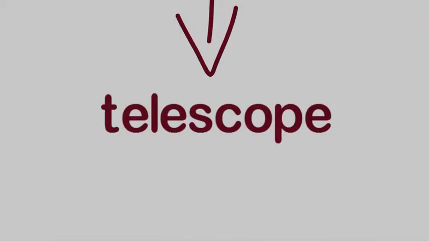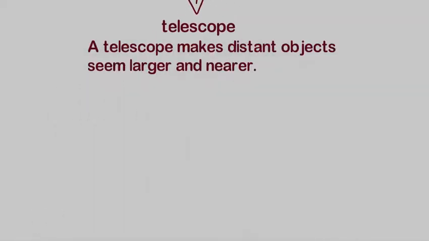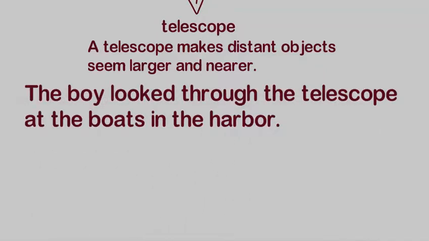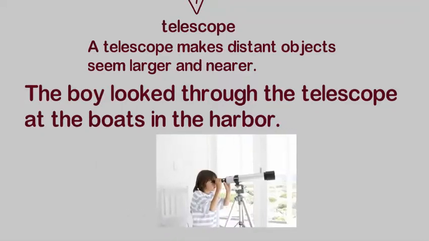Our next word is telescope. A telescope makes distant objects seem larger and nearer. The boy looked through the telescope at the boats in the harbor. So he's using his telescope to see the boats that are far away in the harbor.